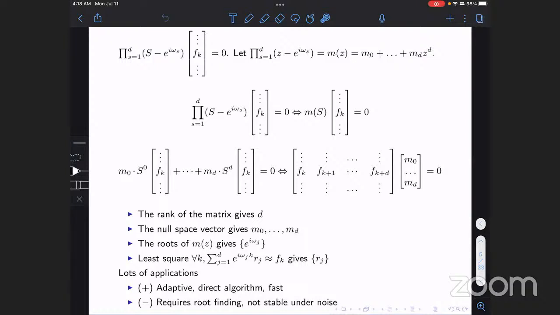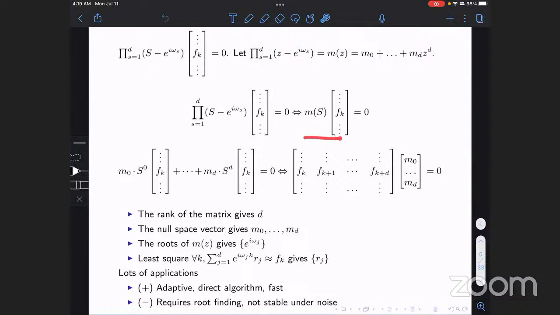Now let's introduce a polynomial, which is the product over s going from 1 to d of z minus e to the i omega_s. We don't know d, we don't know omega_s, but nevertheless we know they exist. So we can reason about this polynomial. Let's denote it by m(z), and denote all the coefficients by m_0, m_1, and all the way to m_d. Therefore, the key equation that we just derived on the previous slides can be written as: this polynomial m applied to the shift operator S, and applied to this vector f_k, which we have access to, is equal to 0.